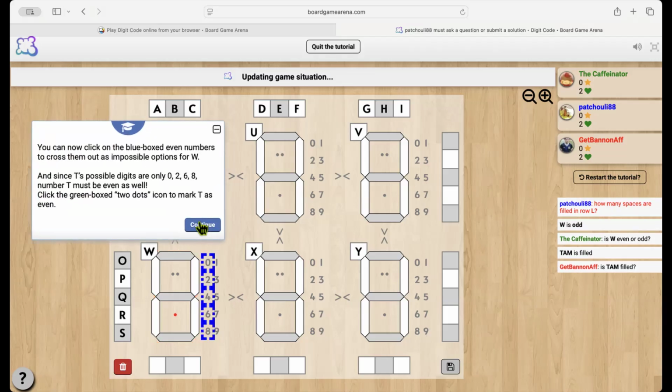So we'll probably be marking these off. It's an odd number, so it can't be 0, because 0 is counted as even. So it can't be any of these. Continue.